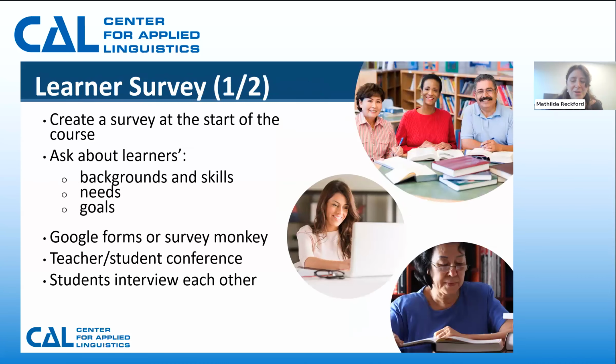Great. Another great way to plan instruction that builds on learners' existing assets is to create a learner survey for each student. So you can scaffold the survey based on your students' proficiency levels. You can use simple sentences and images for students at lower levels.